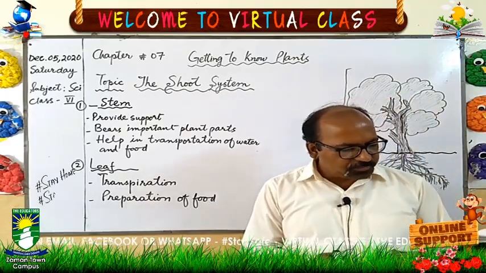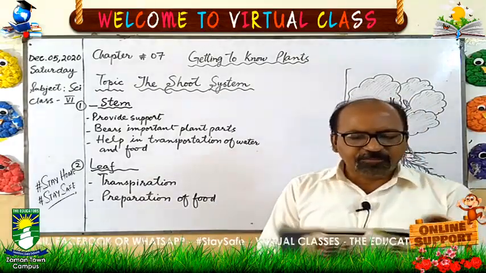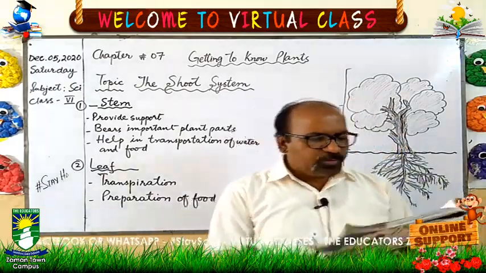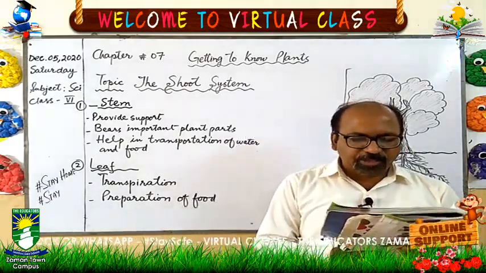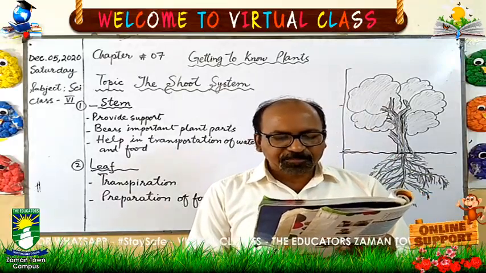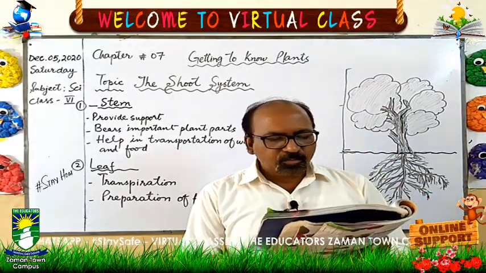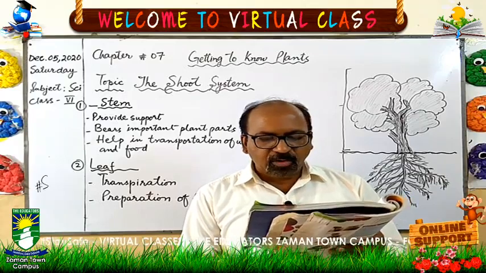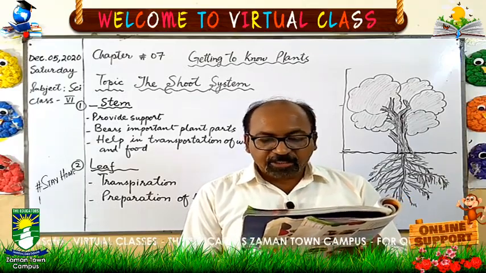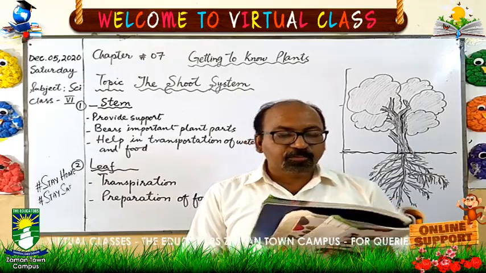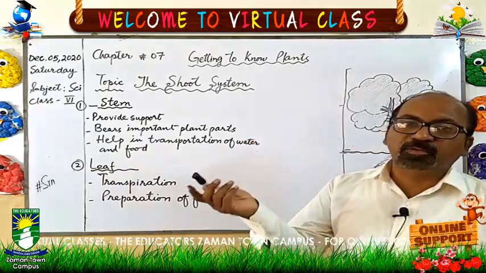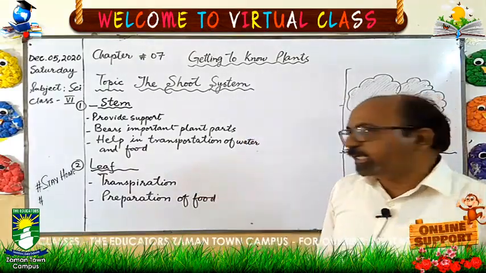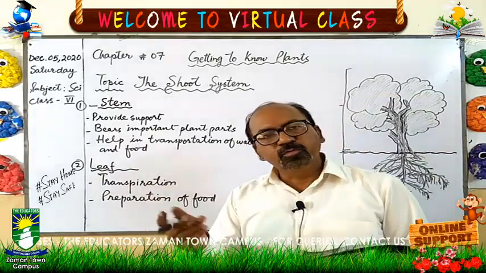First, we are going to discuss. Let's read first about the leaf. You must have seen leaves of varied shape, size, thickness, and position on different plants. The common features of all the leaves are that they are green in color and prepare food for plants. This is the common feature, that they are mostly green in color and they prepare food for the plants.